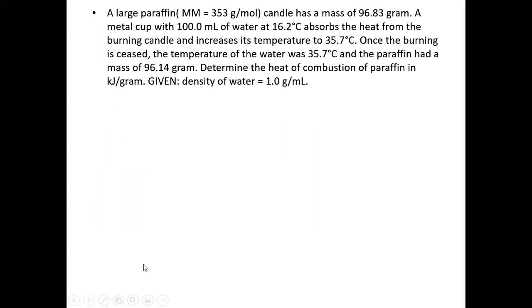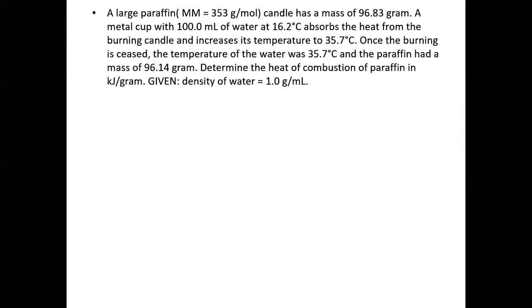And in our last example, here we have a large paraffin candle that has a mass of 96.83 grams. A metal cup with 100 mL of water at 16.2 degrees Celsius absorbs the heat from the burning candle, increasing its temperature to 35.7. Once the burning was finished, the temperature of the water was 35.7 and the paraffin had a mass of 96.14 grams. Determine the heat of combustion of paraffin in kilojoules per gram.